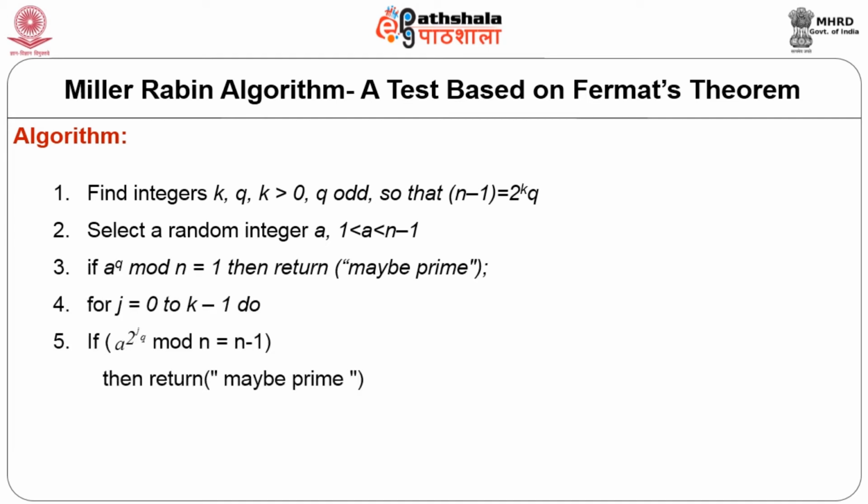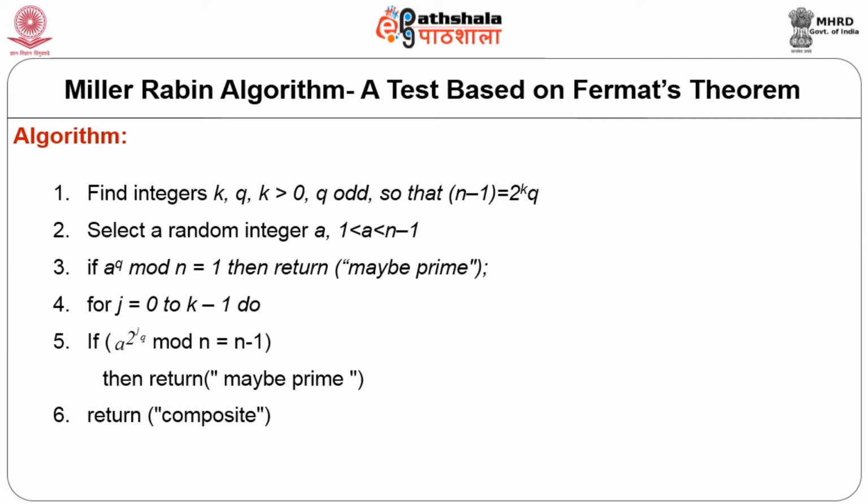The first step is to find the integers k and q. K is always greater than 0 and q is odd, so that n minus 1 equals 2 raised to k times q. Just to quickly point out what k and q are, if I am talking about n to be 13, then n minus 1 would be 12.